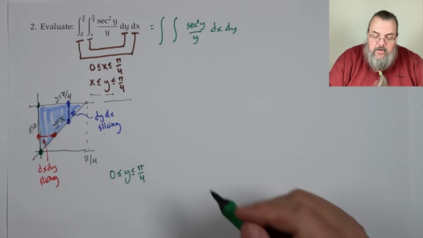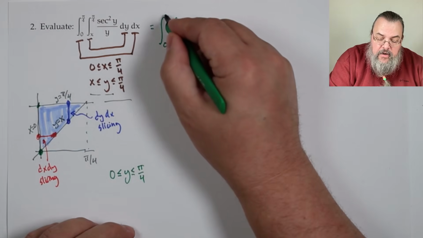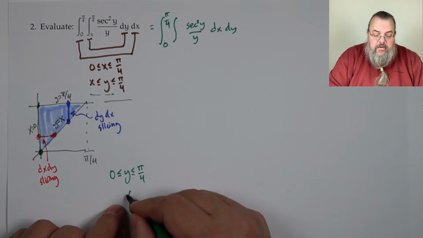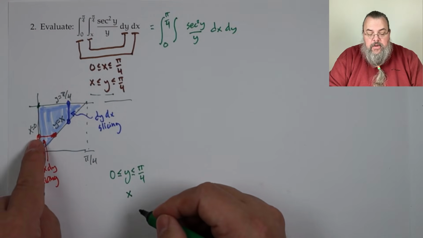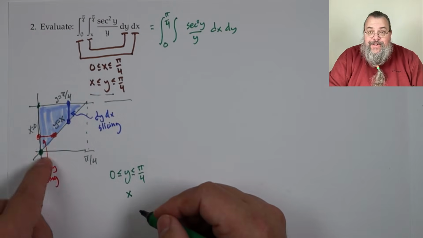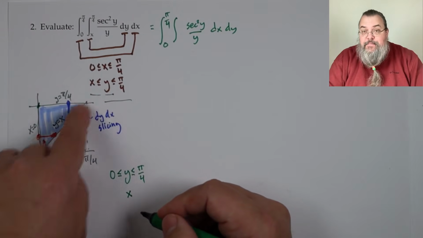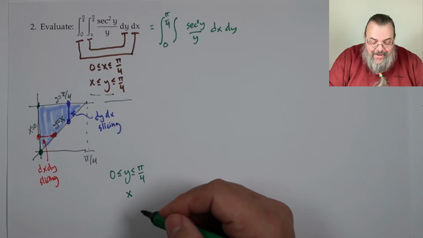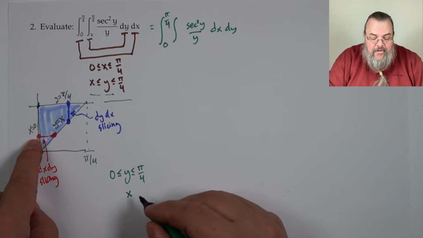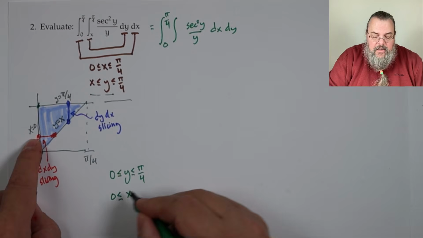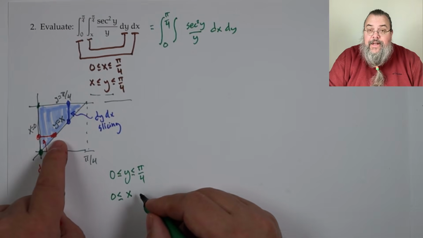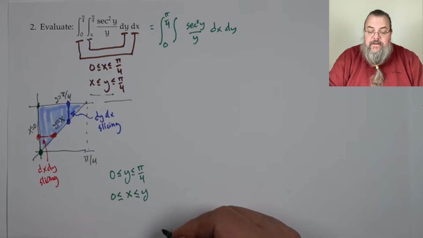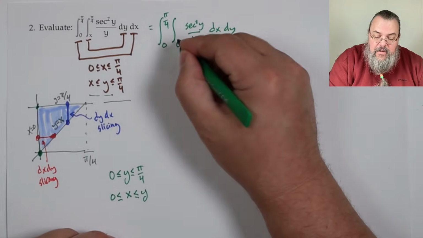All right, so that's our outer layer. Now, where does x go from? Well, we go from left to right, small to big. That's always the process, small to big. Okay, so we start at 0, and we go to this line, y equals x. So 0 less than or equal to x, less than or equal to y. So 0 to y.